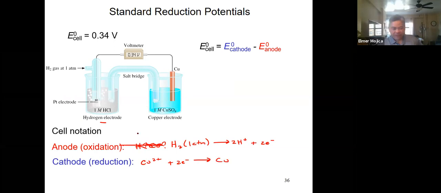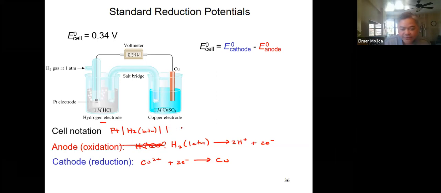So overall, if you look at the cell notation here, or cell diagram, you have what? You have a platinum here. So that's another base. And then what do you have here? H plus, if I'm not mistaken. No, H2, because that's the one that you have. And then you can put there 1 atmosphere just to show the condition. And then you have H plus, which you could put as 1 molar. And then on the other side, you have copper 2 plus, 1 molar also, and copper. So that's the cell notation for this reaction.